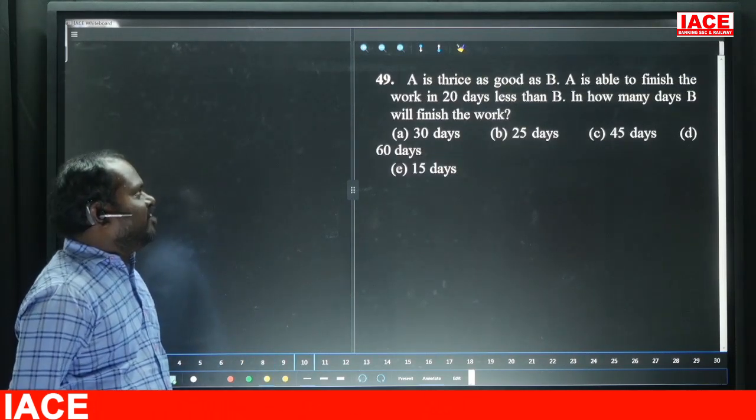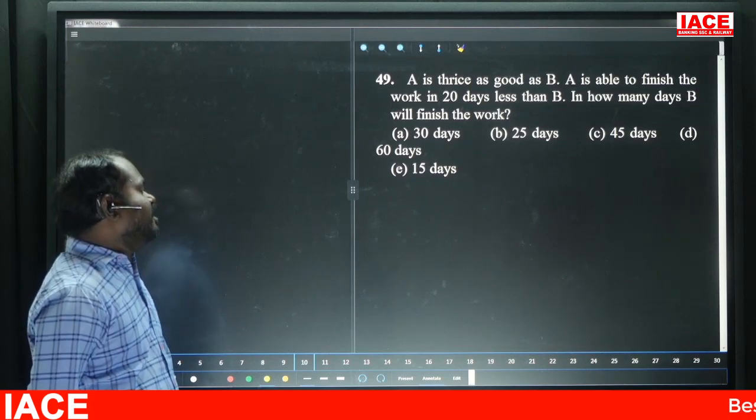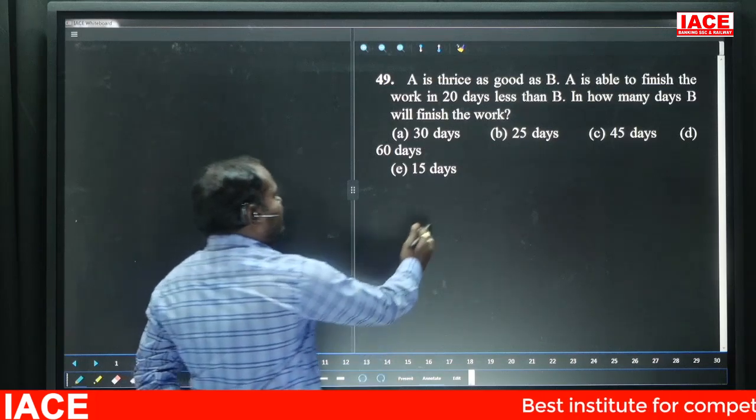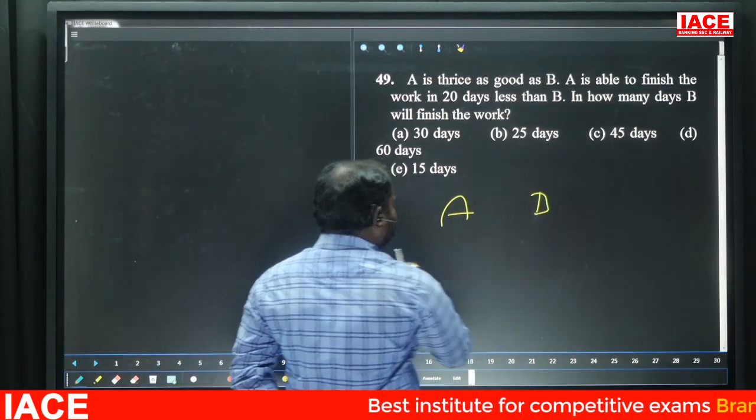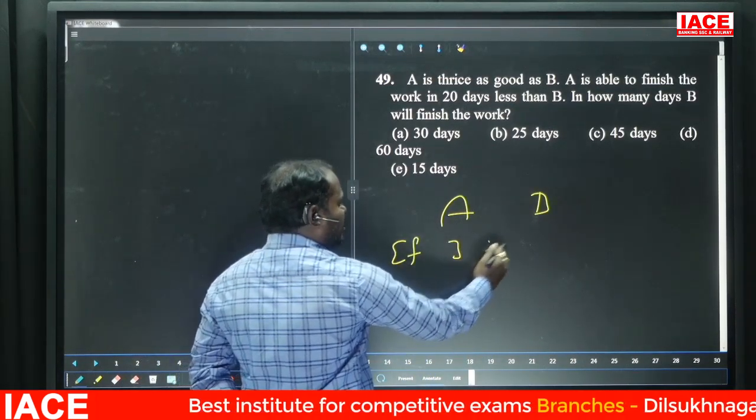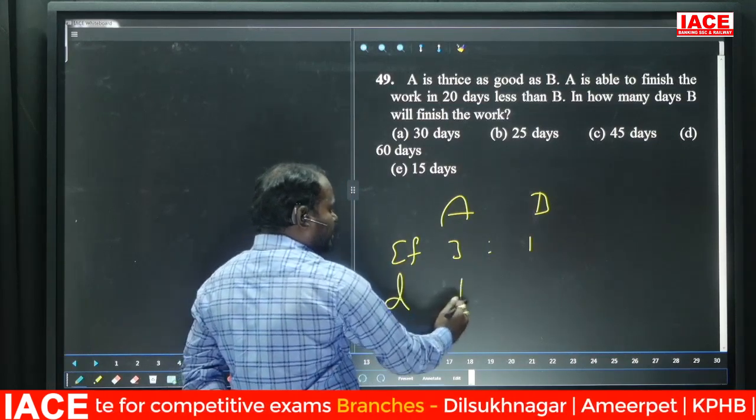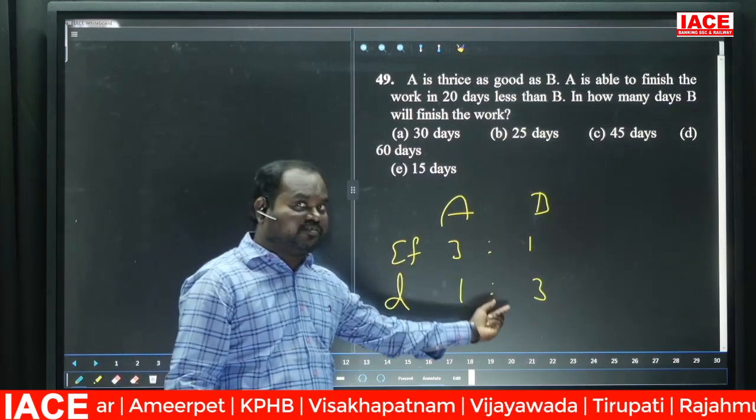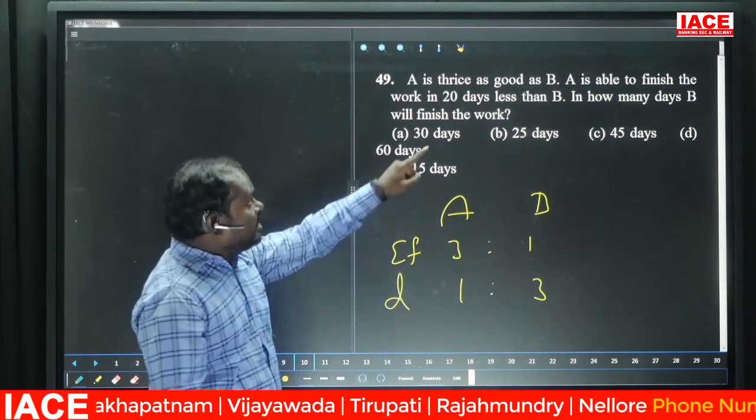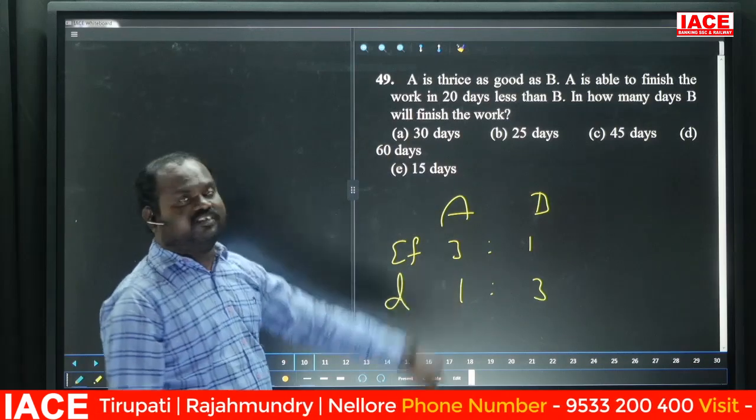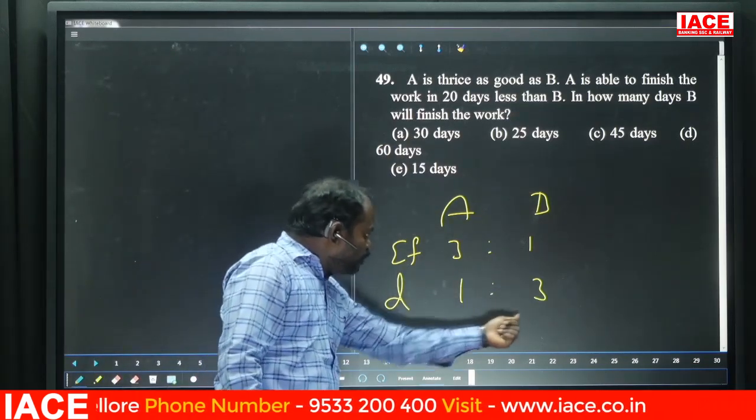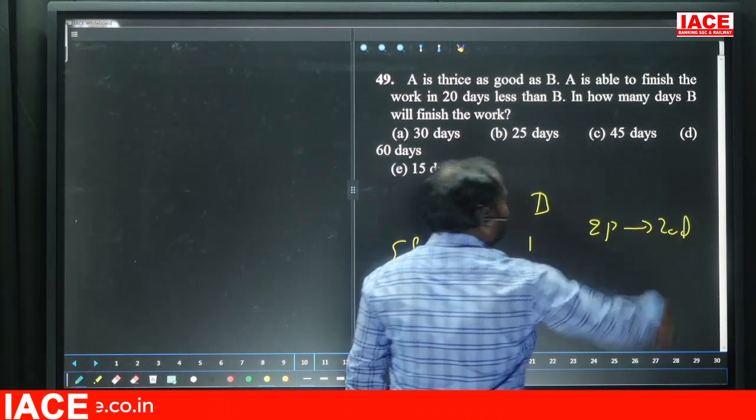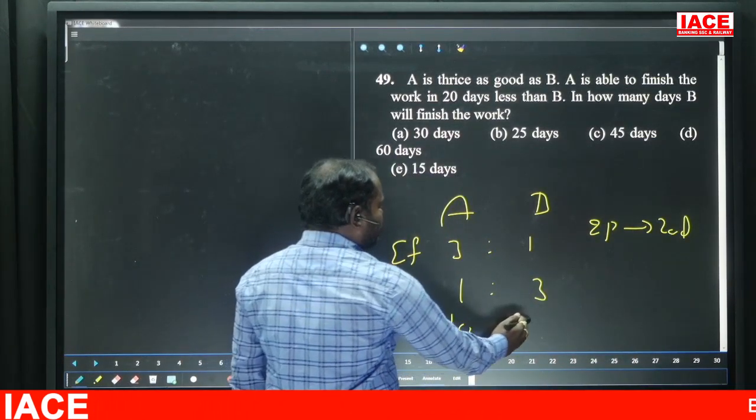Next, 49. A is thrice as good as B. A is able to finish the work in 20 days less than B. In how many days can B finish? A is thrice as good as B, nothing but their efficiency is in the ratio 3:1. That means their days ratio will be inverse, 1:3. A was taking one part, B was taking three parts. One clue given: A finishes 20 days less, so A was taking two parts lesser than B. So two parts means 20 days. One part means 10 days. So 10 days, 30 days.